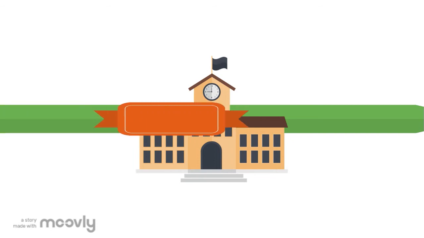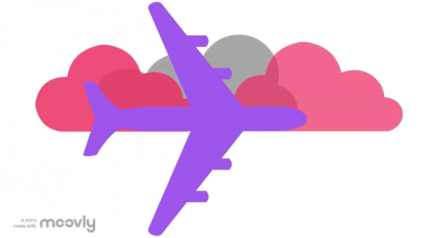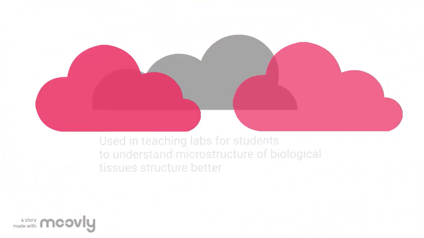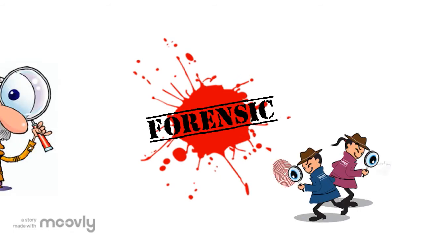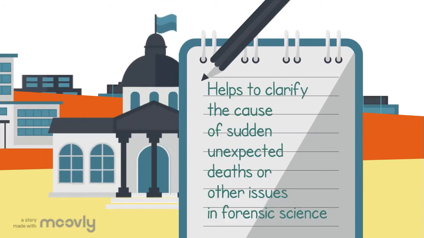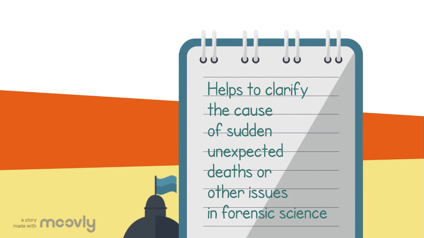First and foremost, education. We all know education is important, but how do we apply histology in it? Basically, it is used in teaching labs for students to understand biological tissue structure better. Next is forensic. Surprise, surprise! Histology helps in clarifying the cause of sudden unexpected death or other issues in forensic science.